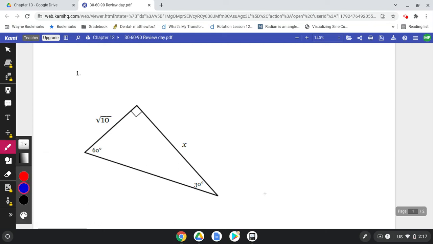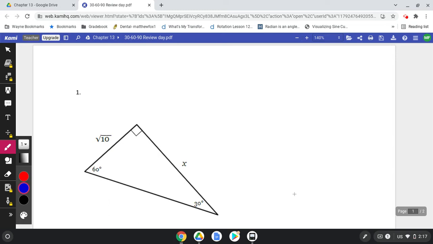Today we are going to continue reviewing what we did yesterday. So, as you may recall, yesterday we talked about the 30, 60, 90 triangle. If we draw that here, remember we have a right triangle with an angle of 30 degrees and 60 degrees. This is our template to compare to.